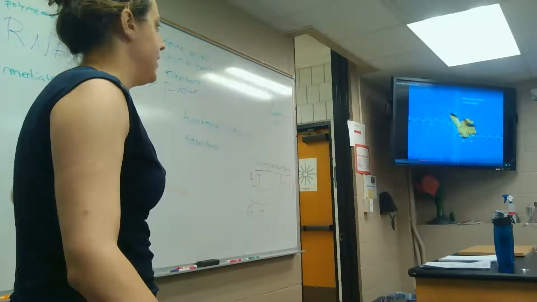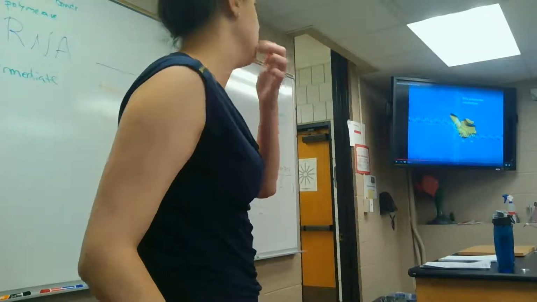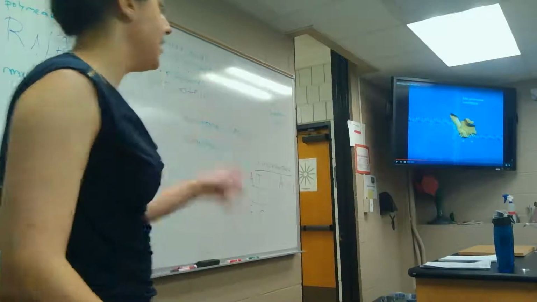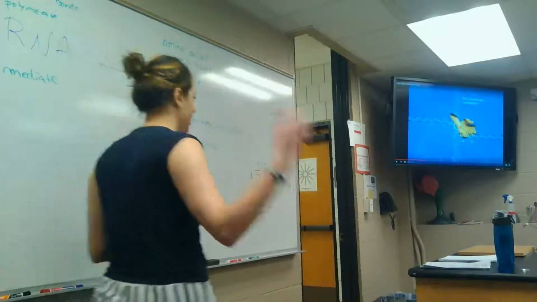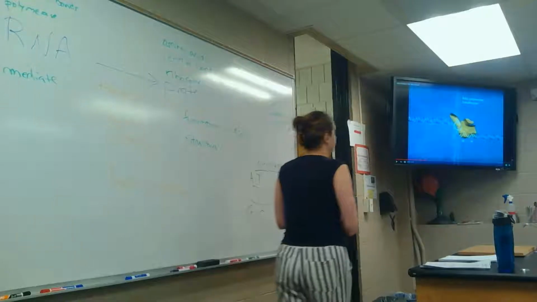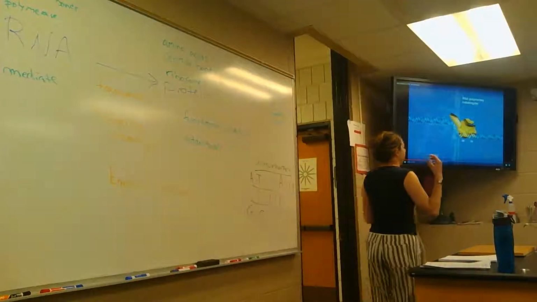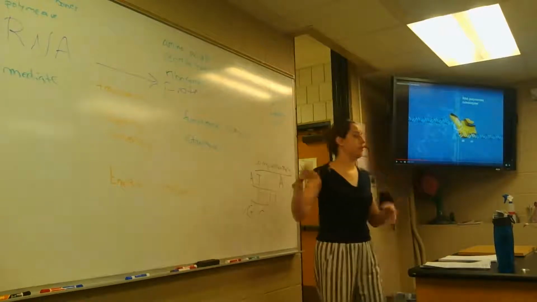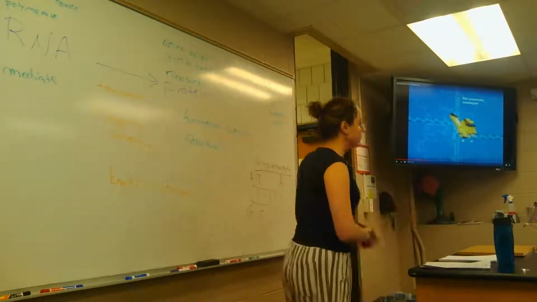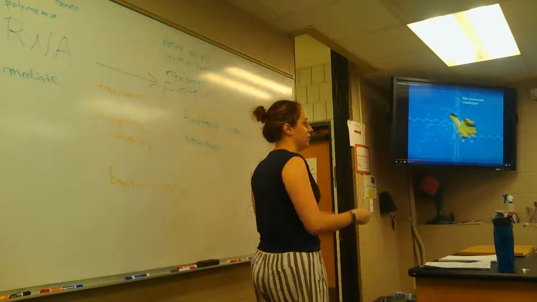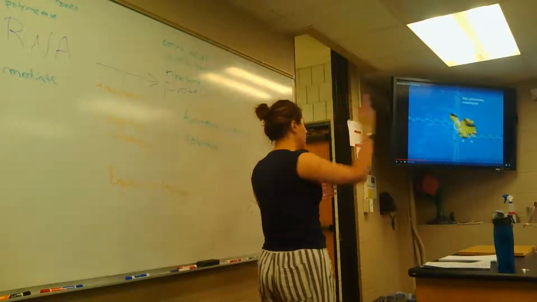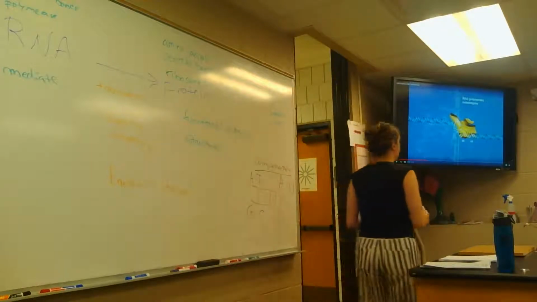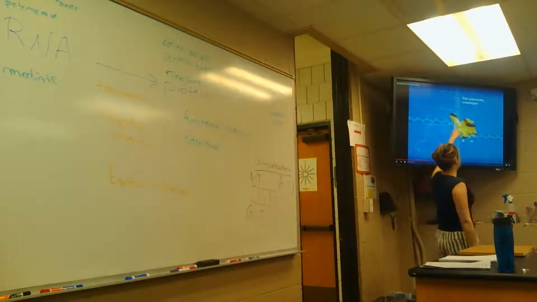Let me go through that process, because this is one of the most important parts that I wanted to cover. As we said, one of the major steps in transcription is initiation. Initiation is when the RNA polymerase binds to the DNA, and it needs to be positioned correctly to say go this way or go that way. That job is done by this other protein.